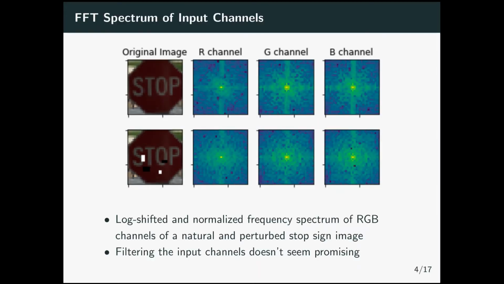Here is a set of frequency plots that I'll be showing. I've taken the stop sign image and plotted the 2D FFT of the R, G, and B channels, and the same thing with the stop sign perturbed with the stickers. To interpret this plot, the center corresponds to lower frequencies and the edges correspond to higher frequencies. The brighter regions indicate where most of the relevant frequency content is located. Just qualitatively analyzing these spectra, input blurring doesn't necessarily seem to be very effective.